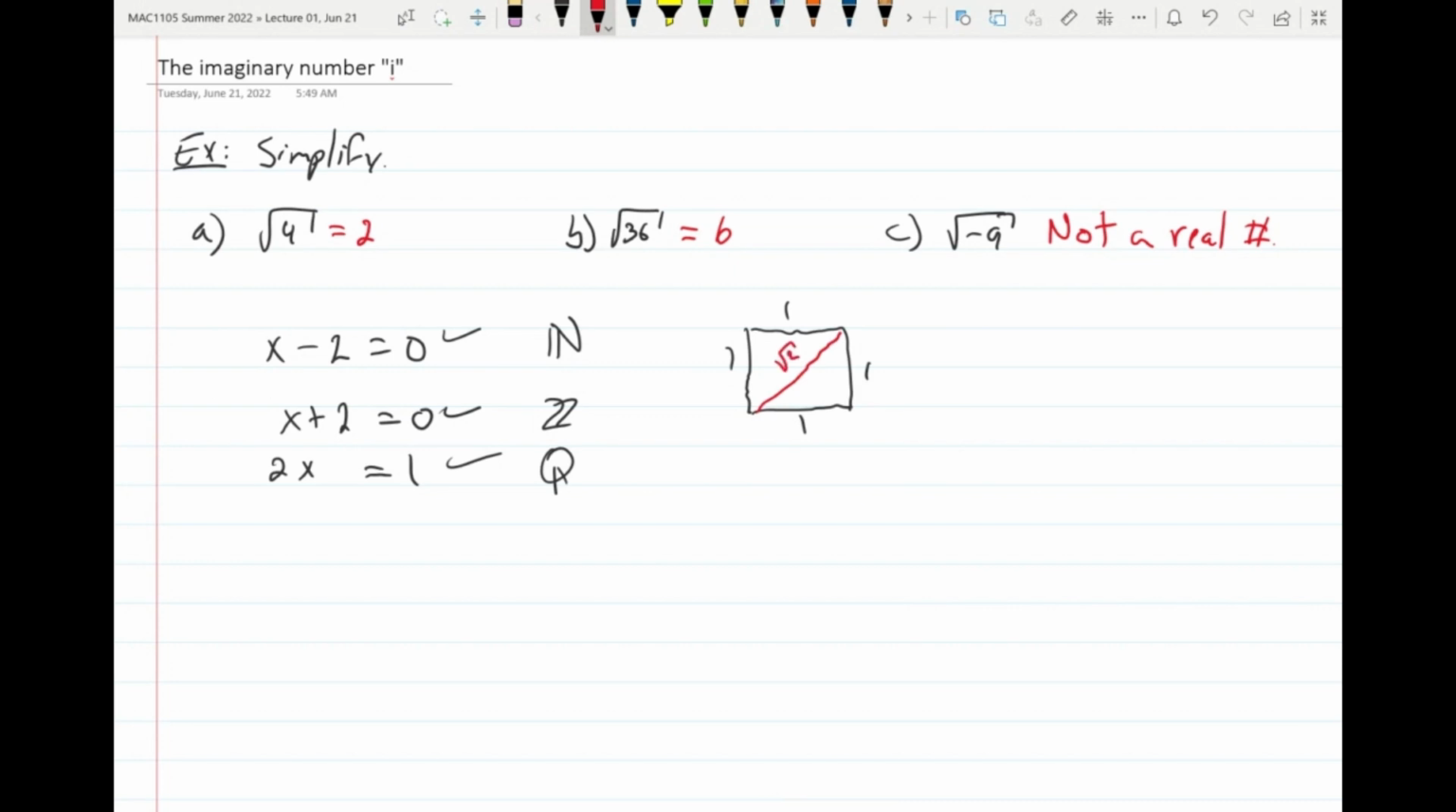The square root of 2. What's the problem with the square root of 2? It's not rational. The problem is that they only knew rational numbers, and this was an issue because this number cannot be written as a fraction.